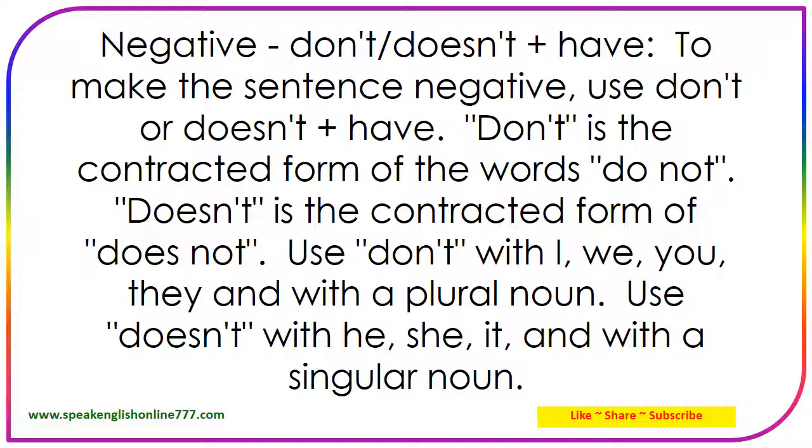Negative: don't or doesn't plus have. To make the sentence negative, use don't or doesn't plus have. Don't is the contracted form of the words do not. Doesn't is the contracted form of does not. Use don't with I, we, you, they, and with a plural noun. Use doesn't with he, she, it, and with a singular noun.